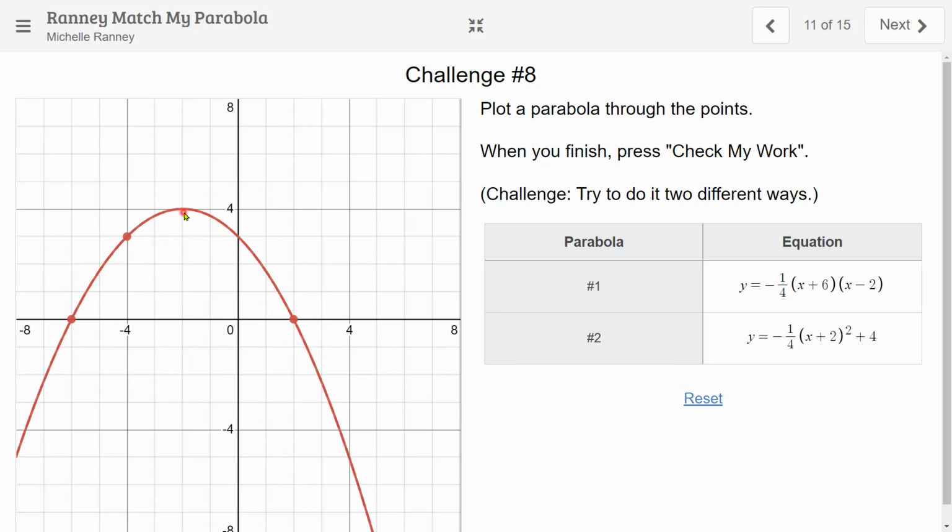Okay, I just found my vertex. I put it in vertex form. My vertex is moving to the left 2. That's what this does. It's moving up 4. That's what this does. And my stretch is still the same. You could also have multiplied this out and gotten x squared plus 4x minus 12, and then multiply everything by negative 1/4 and had it in that form. That would have been acceptable also. Okay.